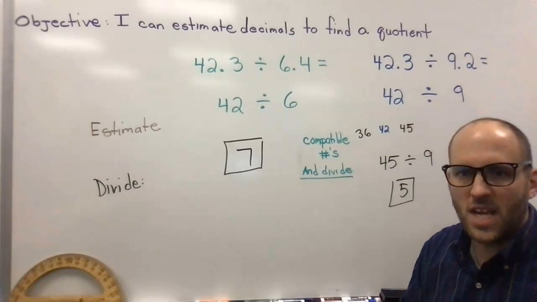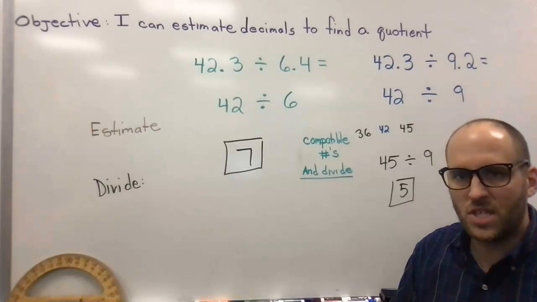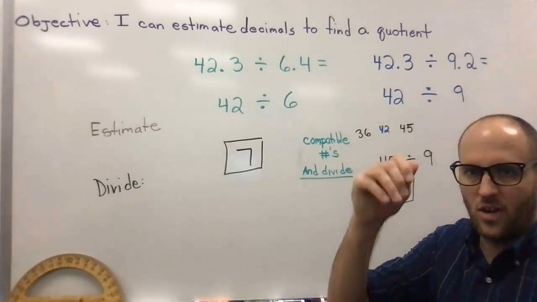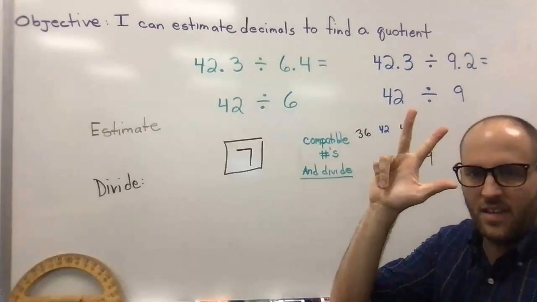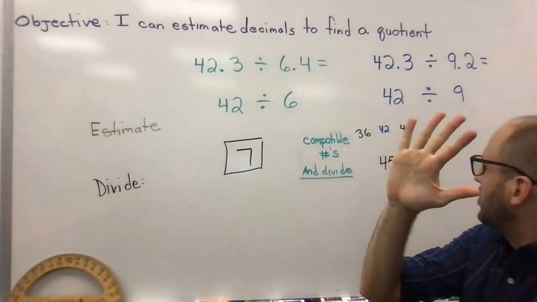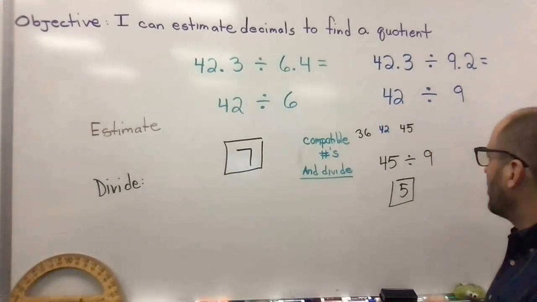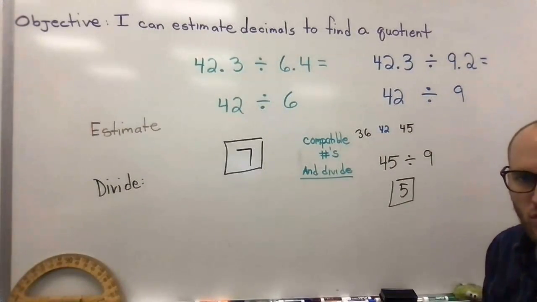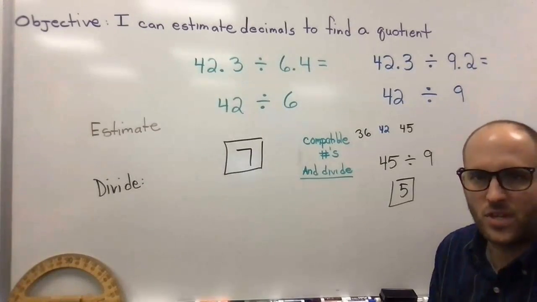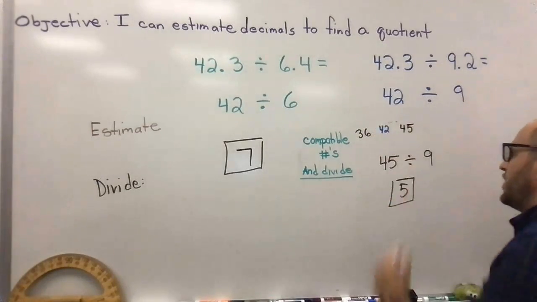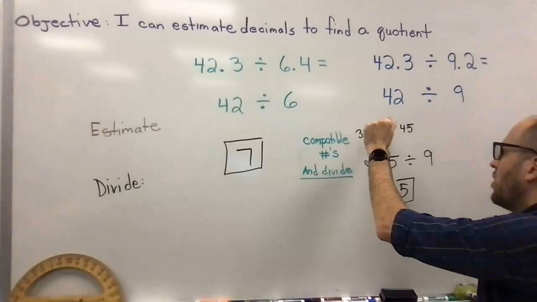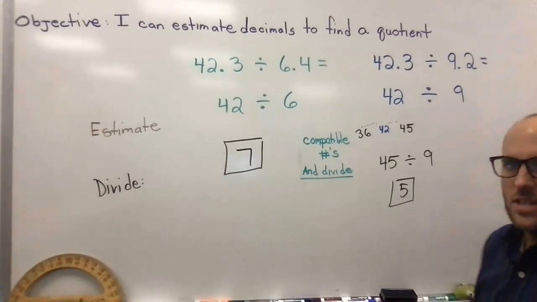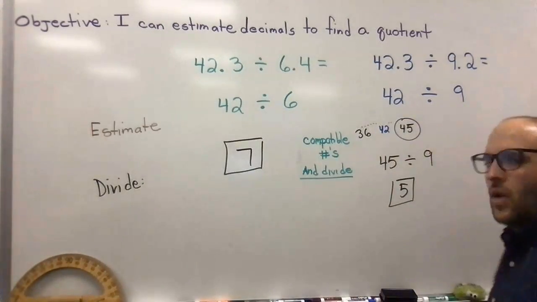I look for numbers I can multiply by 9 to get me close to 42. I do that by skip counting by 9s or using my 9 facts. So I go 9, 18, 27, 36, 45. And so right here, 42 actually comes in between 36 and 45. Those are my compatible numbers for estimating. Now I want to see which number 42 comes closest to. Well, it only takes me three dots, or three numbers, to get to 45, where it takes me more than three dots to get to 36. So the best number to estimate here would be 45.